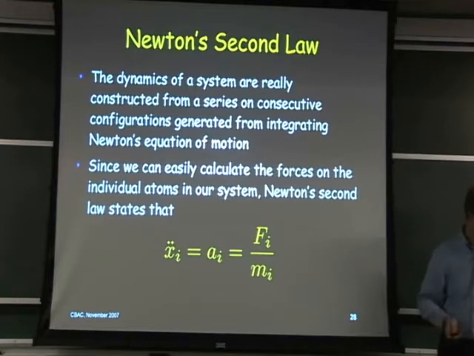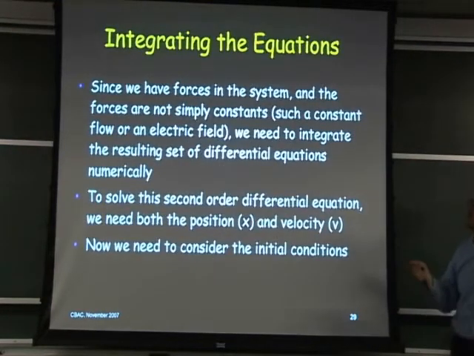Now, to solve this, we have to go through two separate things. Since we have a second order differential equation, we need, first of all, the position, the zeroth derivative, and the velocity, the first derivative, in order to solve the second order differential. We have to look at the initial conditions.